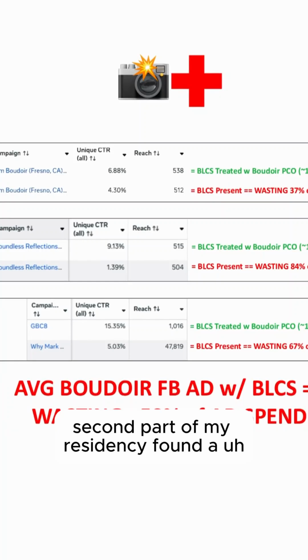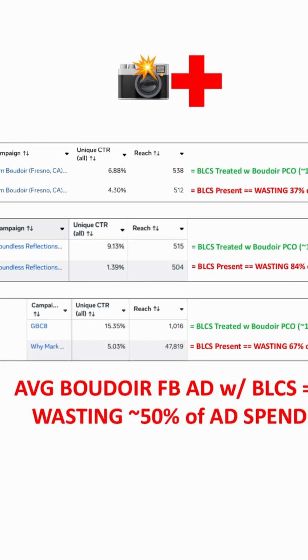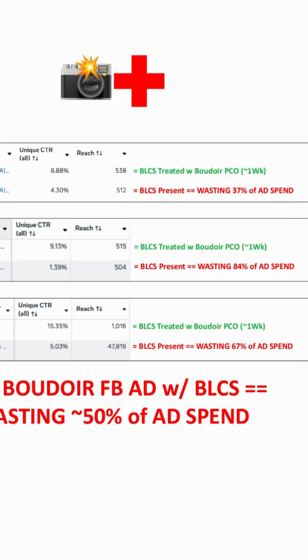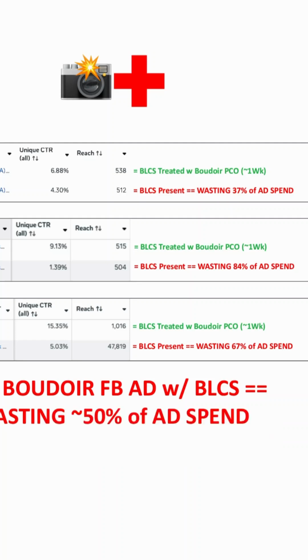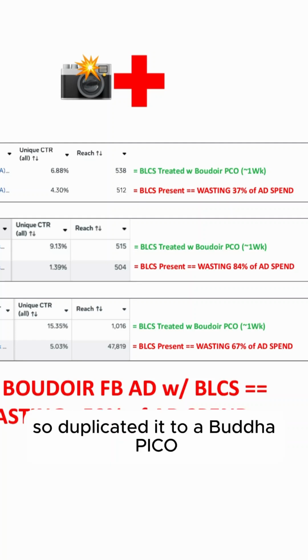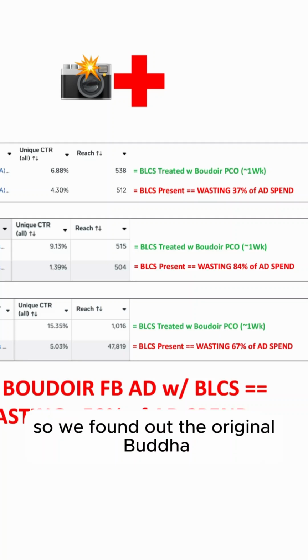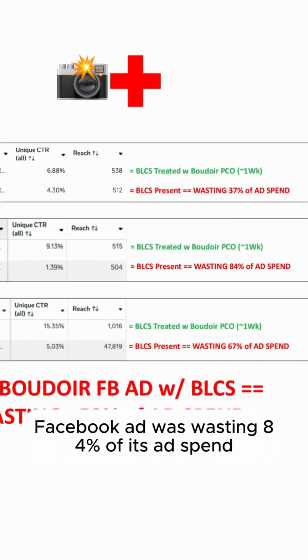All right, second part of my residency, we found a Boudoir Facebook ad at unique CTR all 1.39%. So we knew that BLCS is present because unique CTR all is under 6%. So we duplicated it, treated it with Boudoir Pico, it took about a week, and we got the unique CTR all up to 9.13%. So insanely good, much better. So we found out the original Boudoir Facebook ad was wasting 84% of its ad spend.